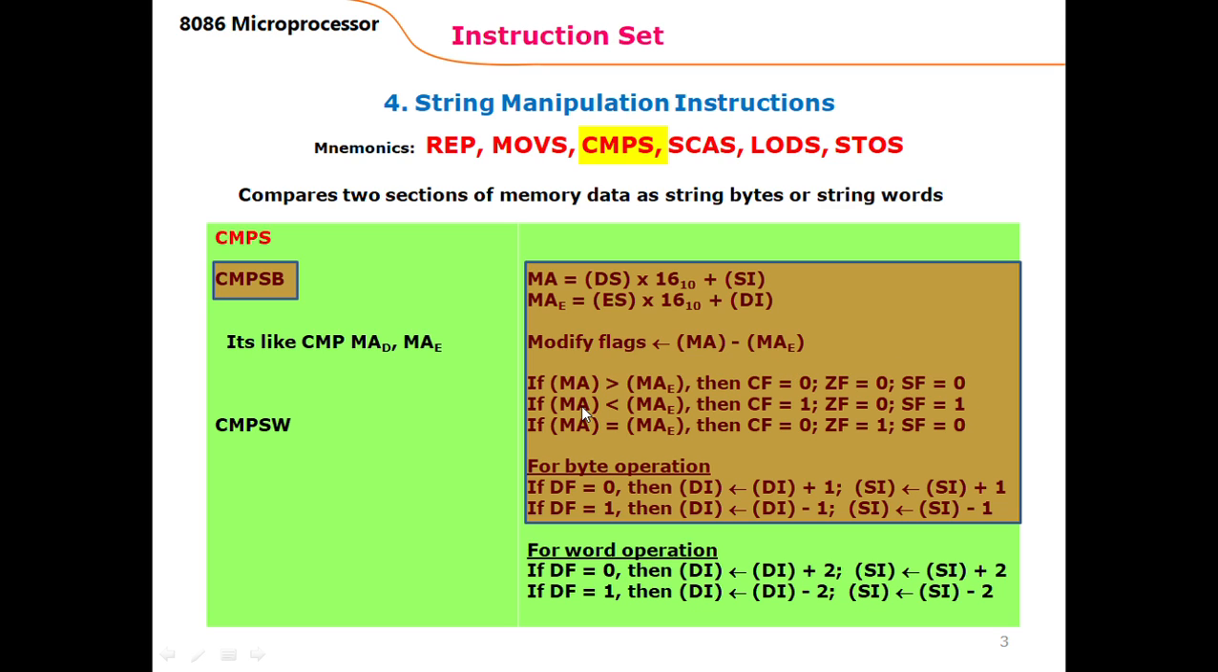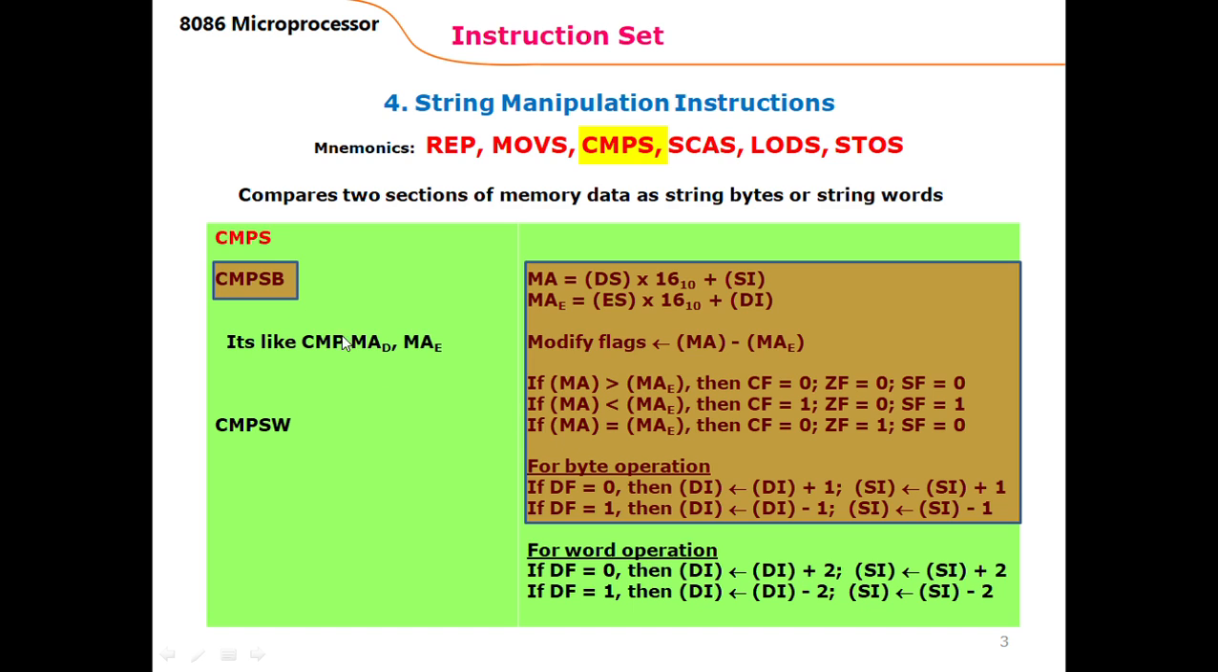And if the value at the data segment is less than the value at the extra segment, then in this subtraction, obviously it would need a borrow, so the carry flag is 1, and the result is non-zero, so the zero flag is still 0, and the result would be negative, so the sign flag is 1. So these 3 flags would be affected. And if the 2 bytes are the same, then obviously no borrow is required, and the result is 0, because as the two values are the same, the subtraction would give us 0, so that's why the zero flag is 1. Sign flag is not affected.